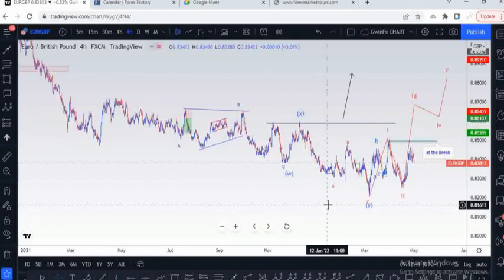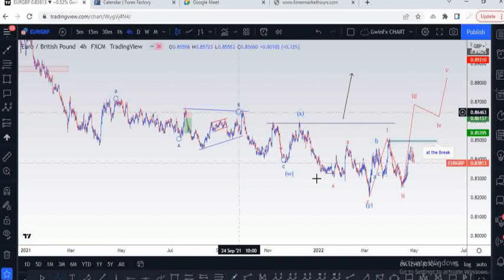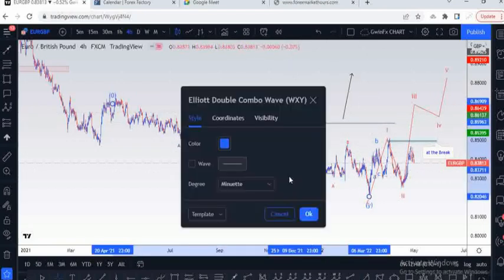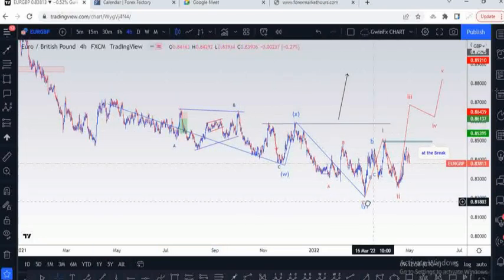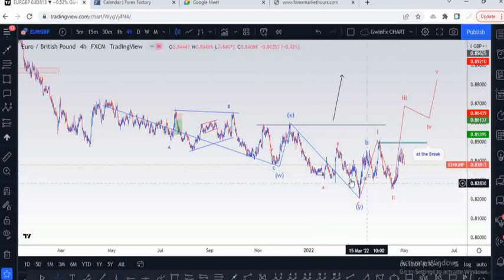So whatever is happening here, I'm looking at an ABC X ABC. This could be the end. Let me put up the wave for you guys so you can see. So I'm looking at WXY. I have A, I have B, I have ABC down to form C, I have an X, I have ABC to form down. So I think this is complete.